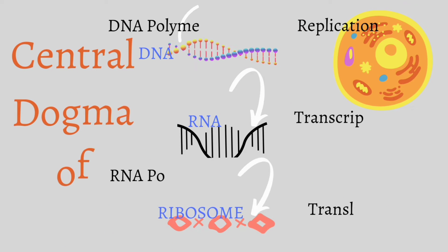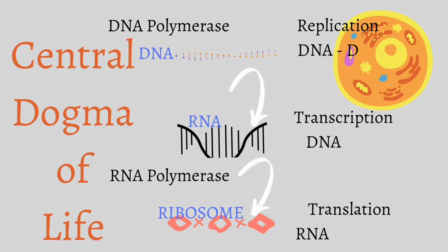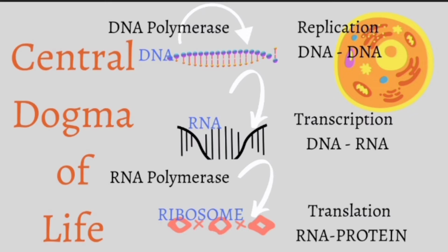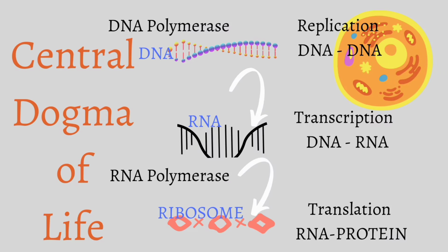In our last video, I explained to you the central dogma of life, where in a cell, DNA copies itself with the use of DNA polymerase in a process called replication, and that DNA is transcribed to produce messenger RNA by enzymes such as RNA polymerase. And this mRNA is read by ribosomes in a process called translation to produce protein.